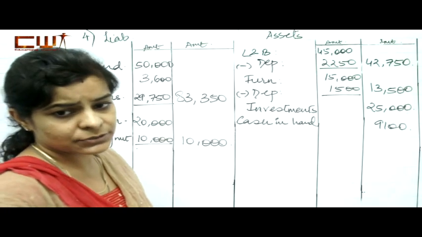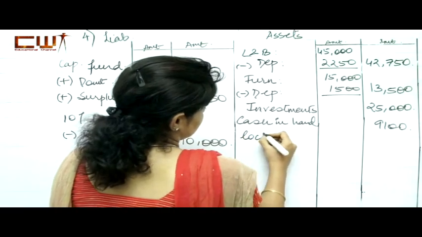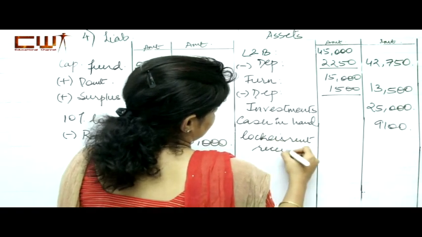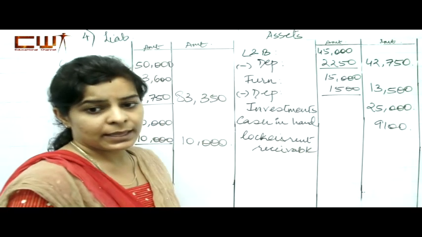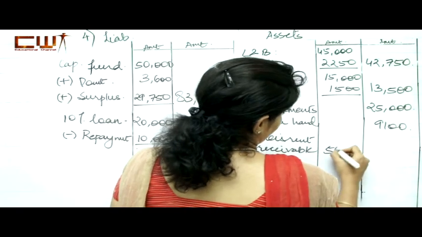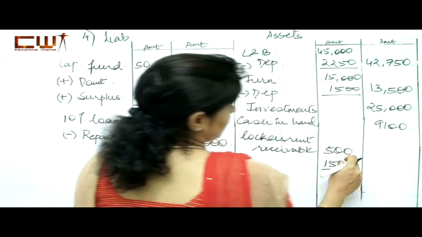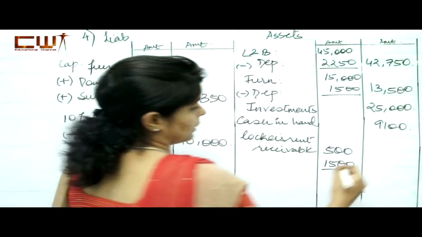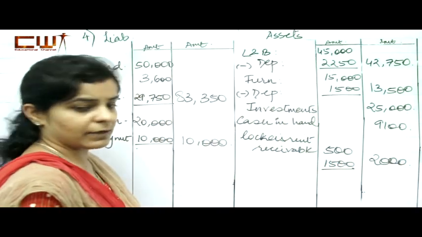Then they have the lockers rent receivable. How much is the lockers rent receivable? They have 500 and 1,500. 500 for the previous year, 1,500 for this year. So how much does it come out to be? 2,000. Right? You have received in advance receivable.